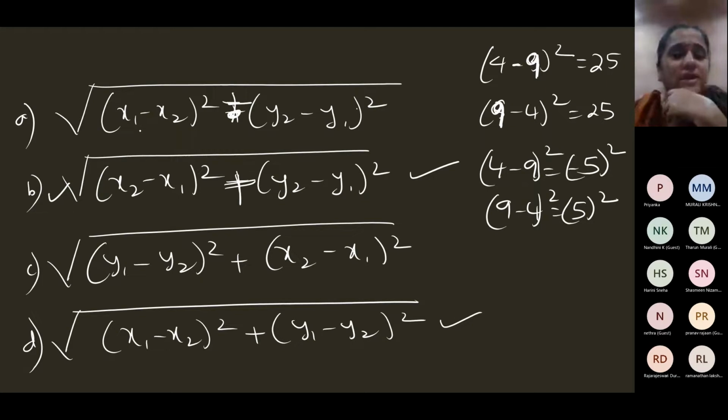Everything is correct. See here, (x1 minus x2) the whole square is correct. x1 minus x2 or x2 minus x1, both whole square, will give you the same value. y2 minus y1 or y1 minus y2, whole square, will give you the same value. So please understand that everything is correct. In simple words, you can write anything, all of these are correct.